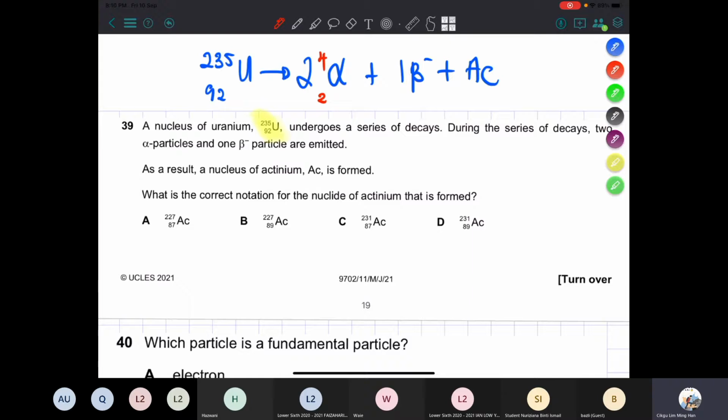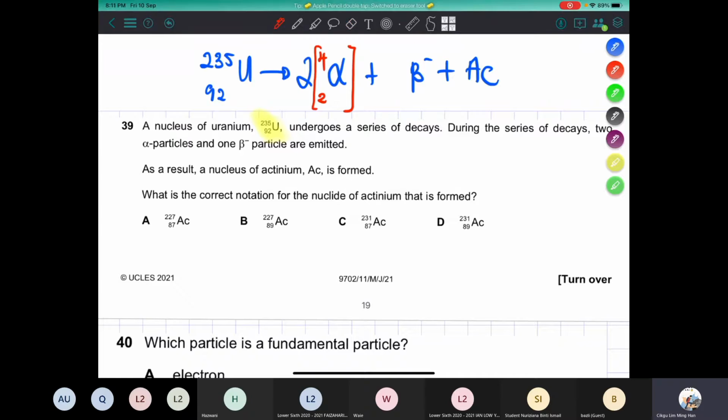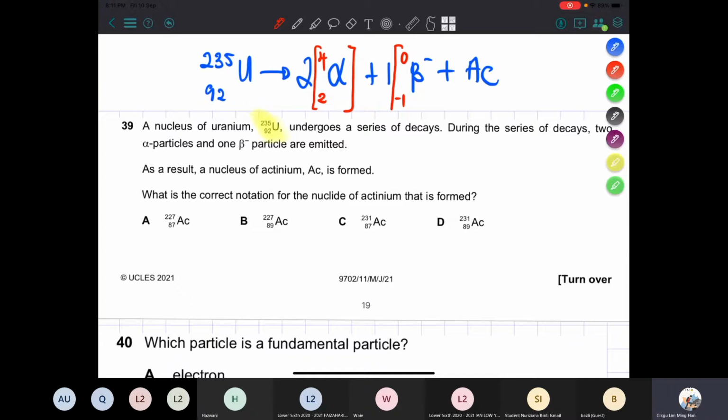So this one has to put a bracket, because it's 2 alpha. And then this one I need to put a bit out here. So 1, and then we have a beta, which is 0 minus 1. So this is another notation.